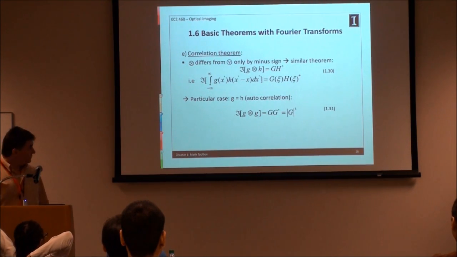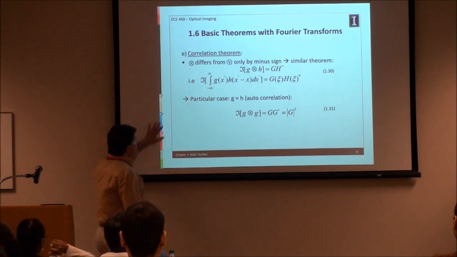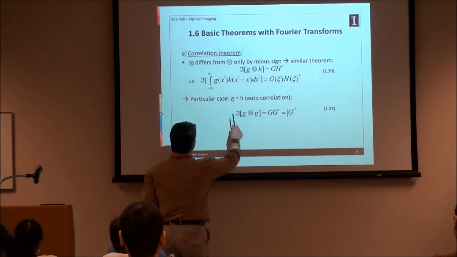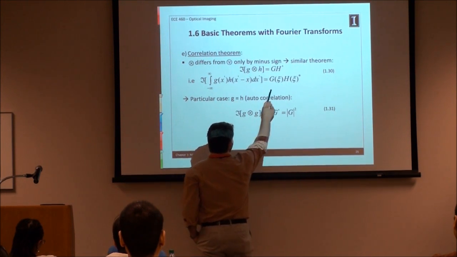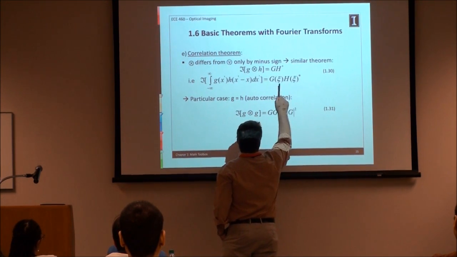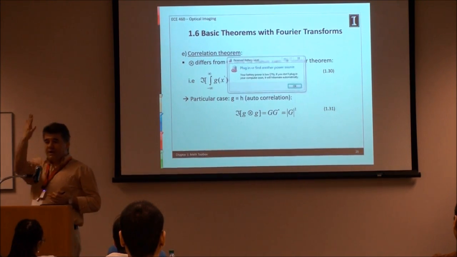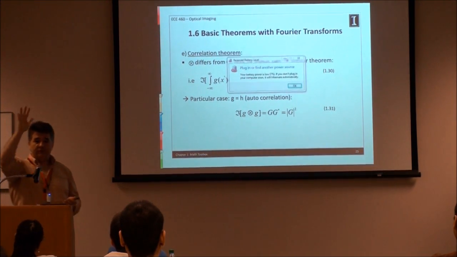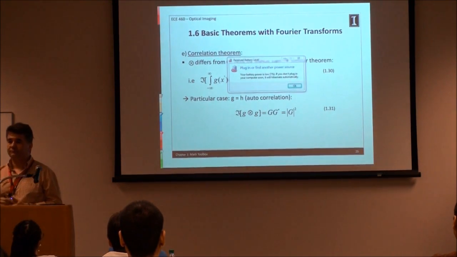Let's talk about the correlation theorem, and then we'll see what it means physically. Correlation theorem means that if I take the Fourier transform of this correlation integral, it's, again, the same except that h is conjugated. So the sign in that flip or not flip gives you conjugate or not conjugate in the Fourier transform.